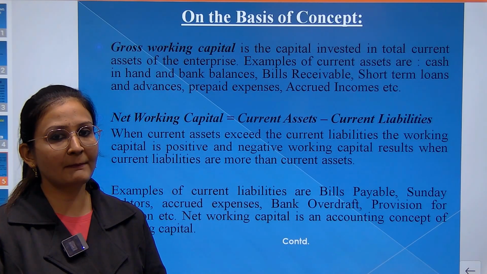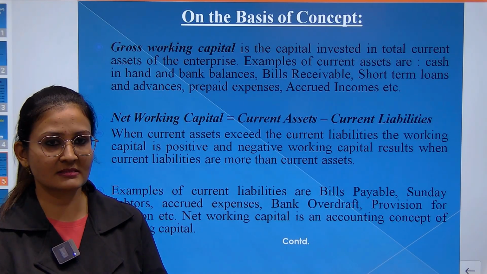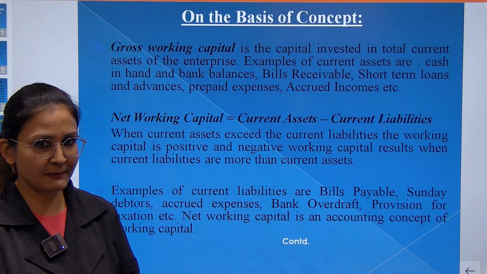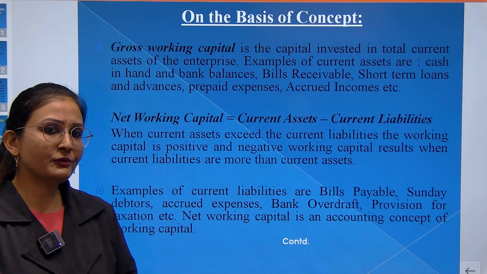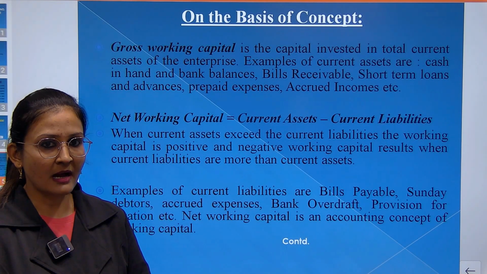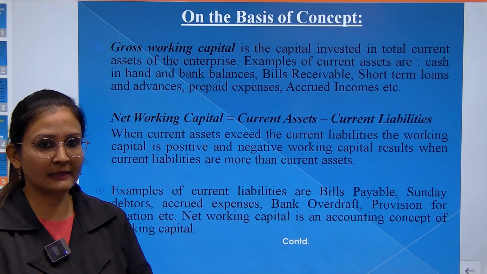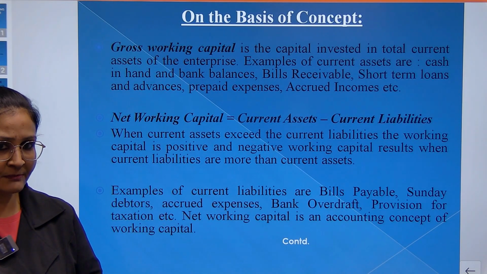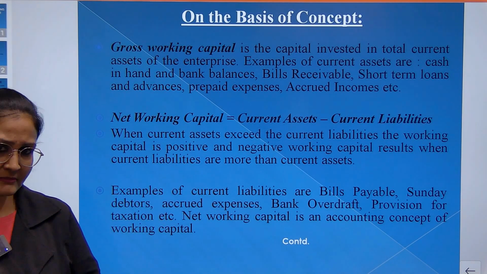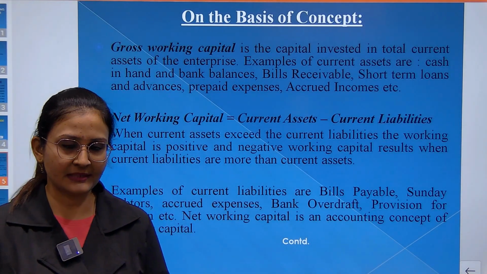So net working capital means when you deduct your current liabilities from your current assets, you will get net working capital. Now we will see a few examples of current liabilities like bills payable, sundry creditors, accrued expenses, bank overdraft, provision for depreciation or taxation, etc. So these are the basic examples of current liabilities. Next.